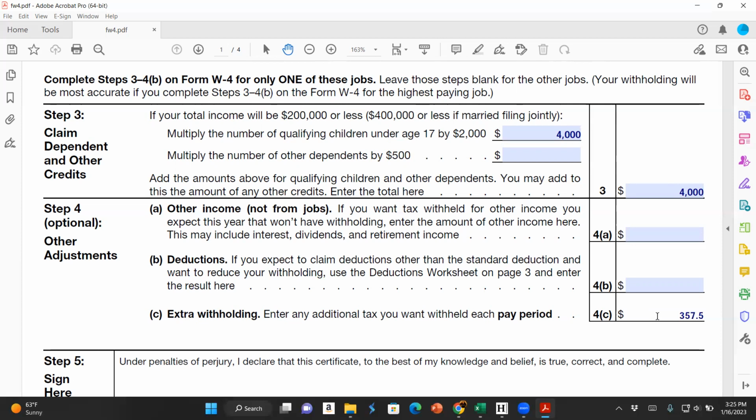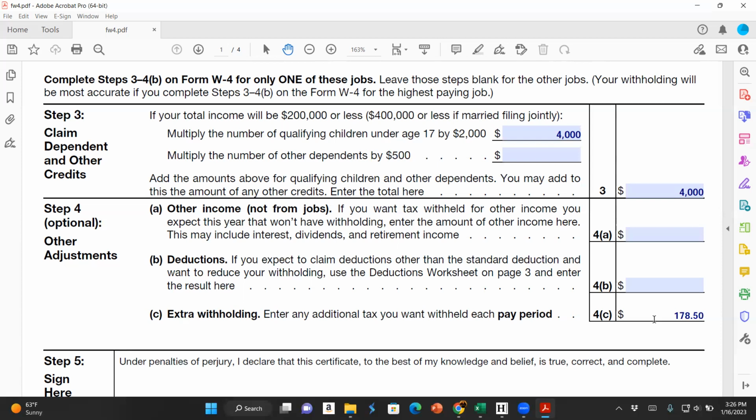Another option that Billy Bob has, he could take this 357.50 and divide it in half. Oops, this is not a calculator. This is a PDF. Sorry about that. He could take the 357.50 and divide that by 2, which ends up being $178.50. And he could have an additional $178.50 withheld from both jobs. So one check isn't hit harder than the other.